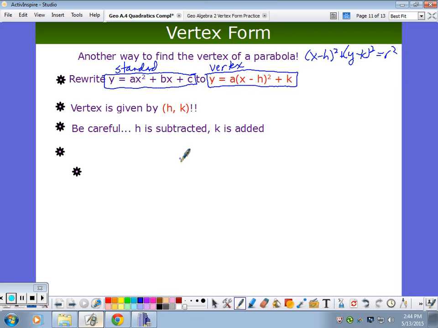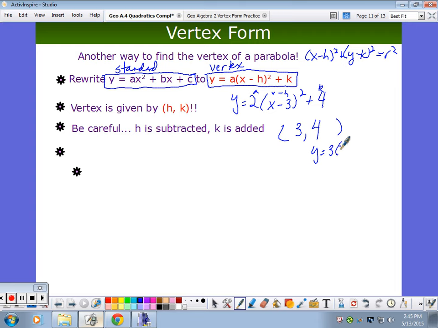Now the only thing you have to be careful of is that this thing is subtracting and this thing is adding. So I'm going to give you an example of a quadratic equation in vertex form, and you tell me what the vertex is. Okay, compare it to this. And I want h comma k. What's h? And what's k? So what you have to be careful of, it's kind of the opposite of this one, but it's the same as this one.